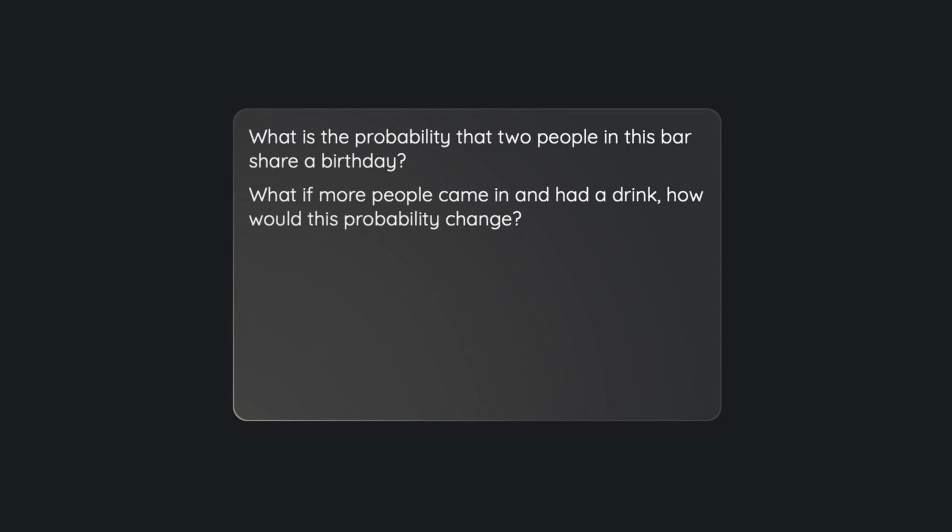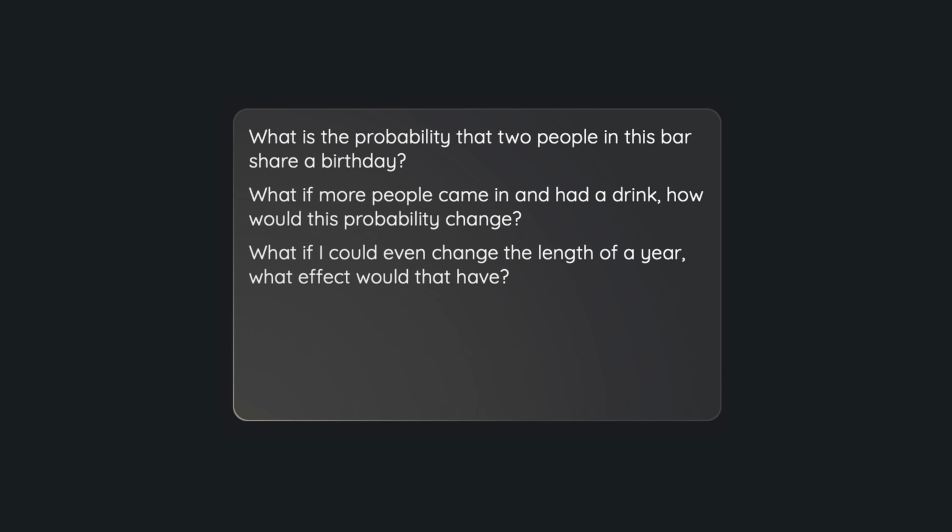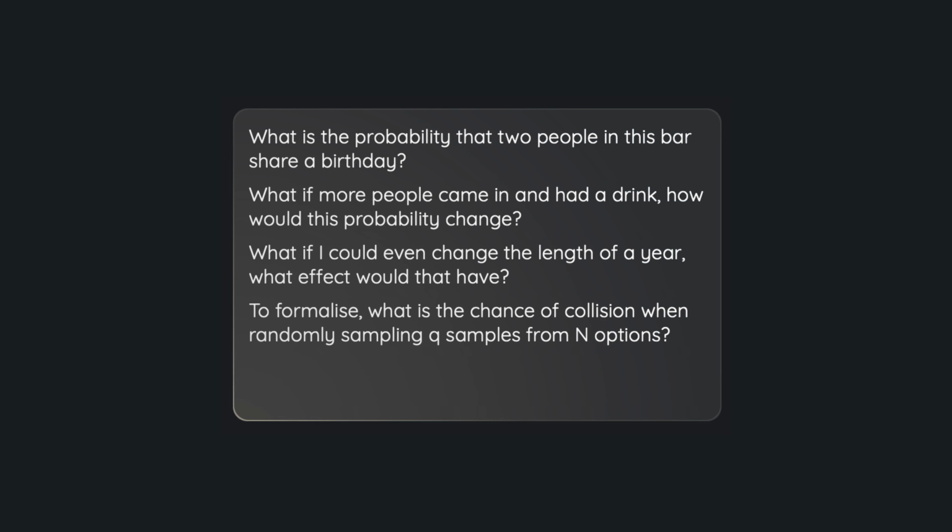With a stroke of genius, we reach for a very abstract other possibility. What if I could even change the length of a year? What effect would that have? Now, the terminology becomes less applicable, so we try to formalize our question. What is the chance of collision when randomly sampling Q samples from n options? Ergo, P of Q, n. This question is titled the birthday problem.